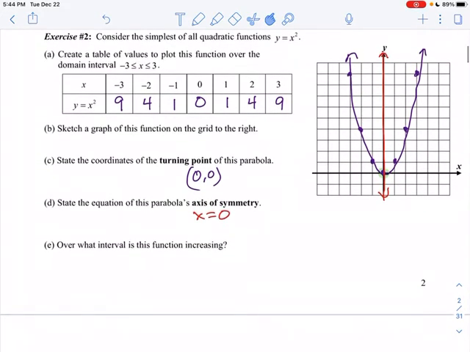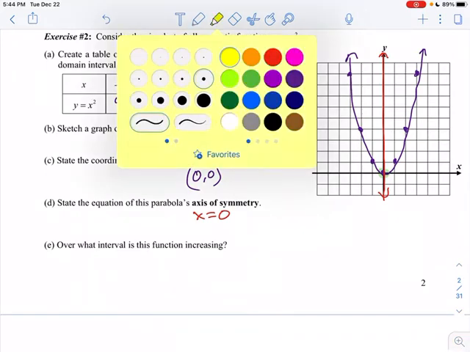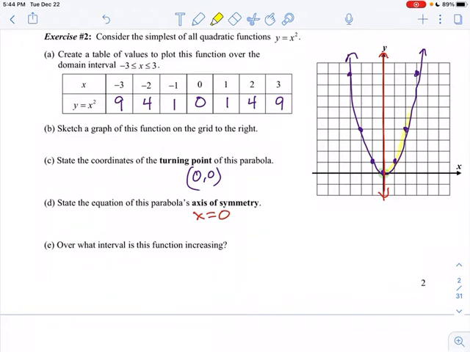And then over what interval is this function increasing? I'm going to highlight it for us in yellow. It's increasing right here and then up. I could either include the 0 or not include the 0. So I can say it's increasing where x is greater than 0, or I can say x greater than or equal to 0. Either one of those would be appropriate. All right, let's see what we have on the next page.